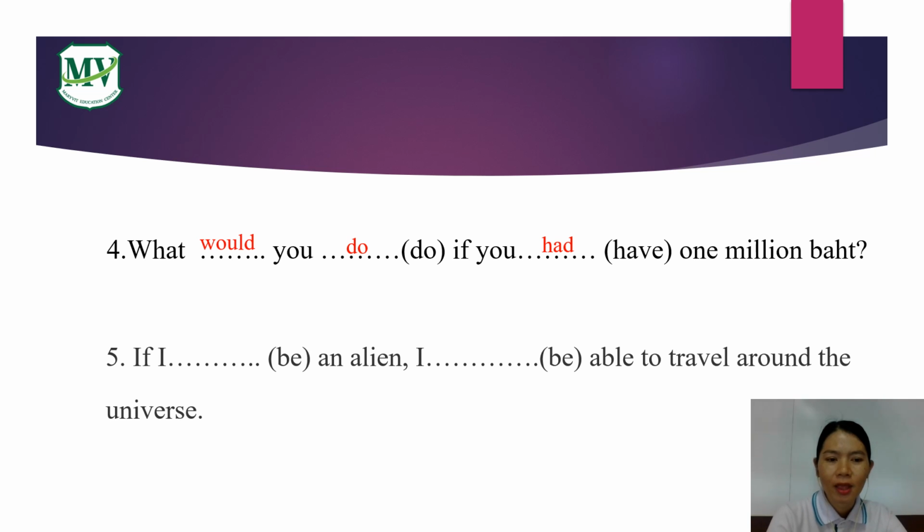Number 5. If I be an alien, comma, I be able to travel around the universe. 5 seconds. Go. The answer is, if I were an alien, comma, I would be able to travel around the universe. One more time. If I were an alien, I would be able to travel around the universe. So, have you got the correct answers, everyone? Great job!